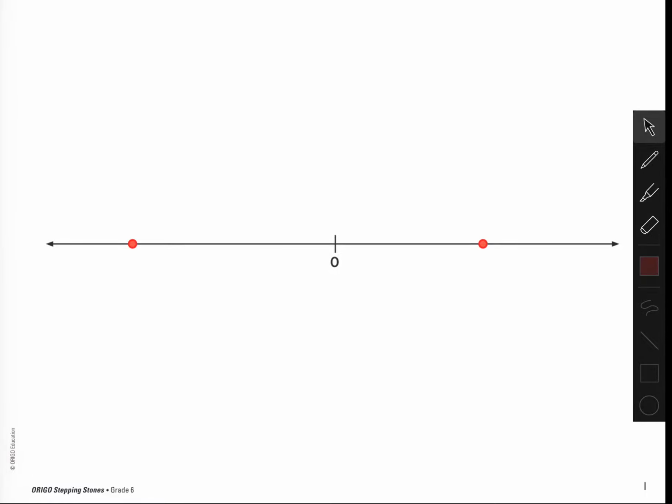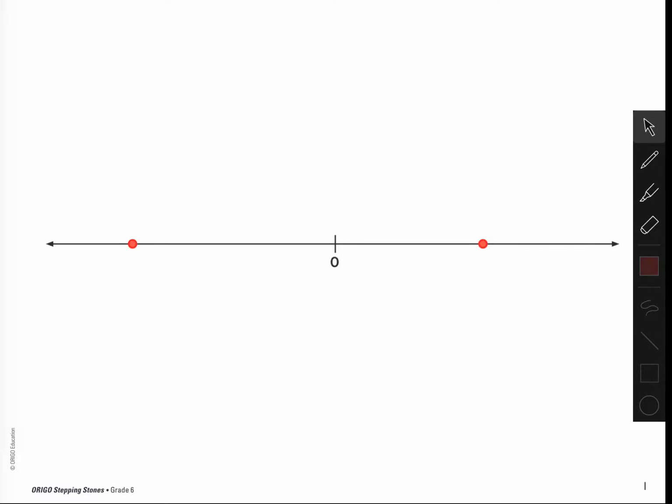Okay, everybody. Today we are going to be learning a little bit about absolute value. We've been working with positive and negative integers on a number line. We know that positive integers are those greater than 0, so on this side is 0, and we know that negative integers are the numbers that are on this side of 0.